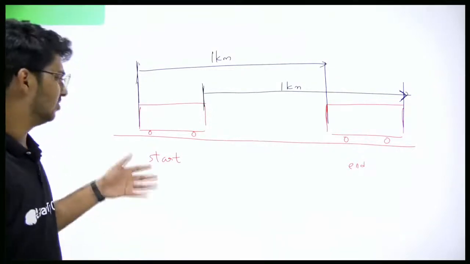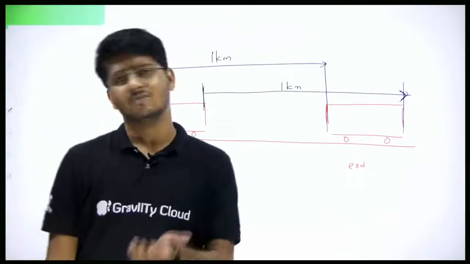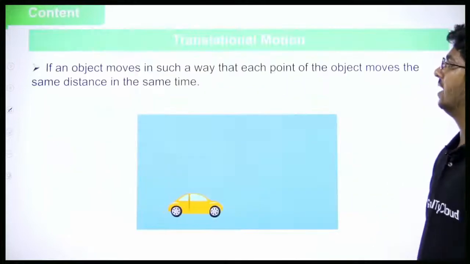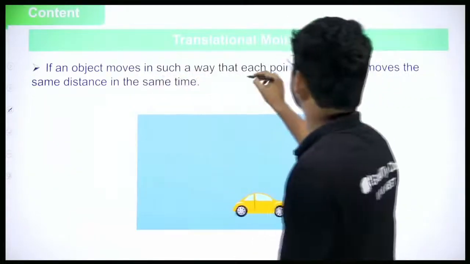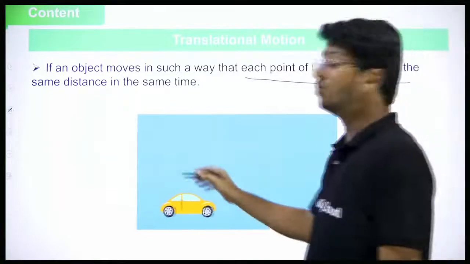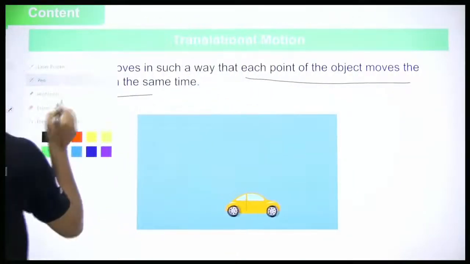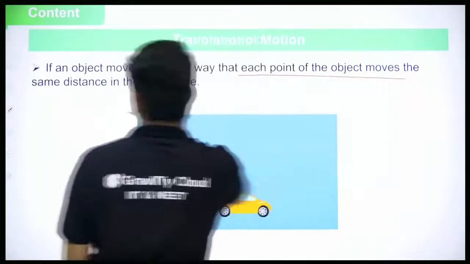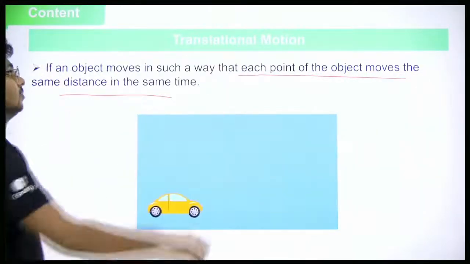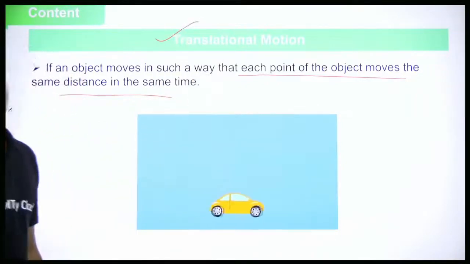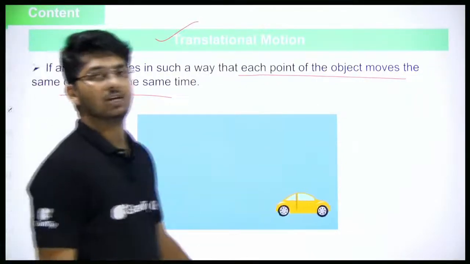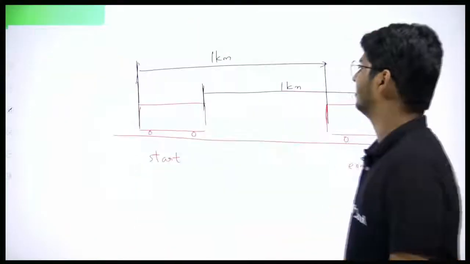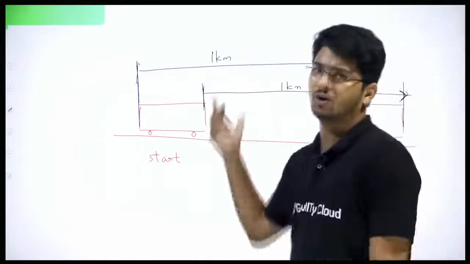Does that happen always? It doesn't happen always. We'll discuss when it doesn't happen. But this type of motion, where an object moves in such a way that each point of the object moves the same distance, that's an interesting point. When each point of the object moves the same distance, it is called which motion? Translational motion. For example, a car moving on a straight road. Because you can clearly see the front end moves 1 kilometer, the back end also moves 1 kilometer.